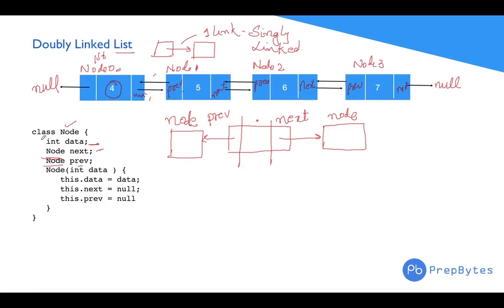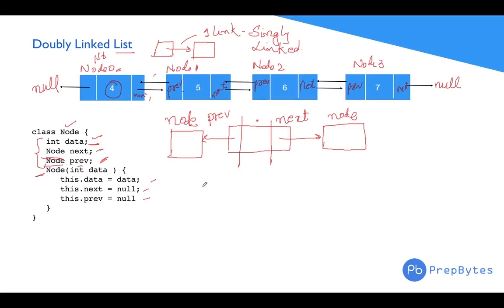So we have these three variables, data, next and prev, and then we have a constructor. We are making a constructor where we take data as the parameter. Every time we use this constructor, we create a new node object. We pass data, initialize the data for this particular object, and then next and prev, by default, we keep as null.